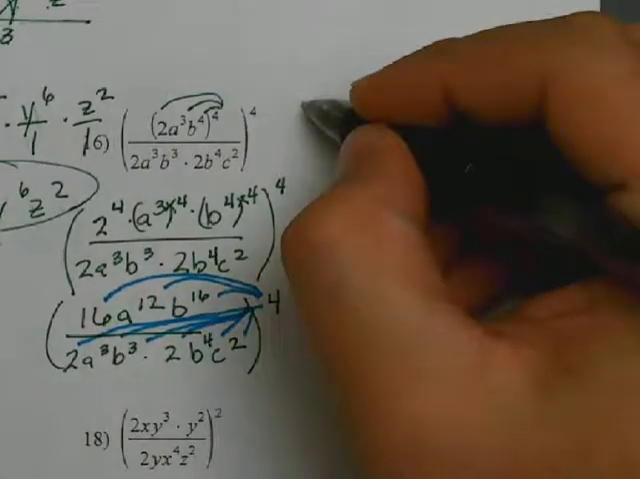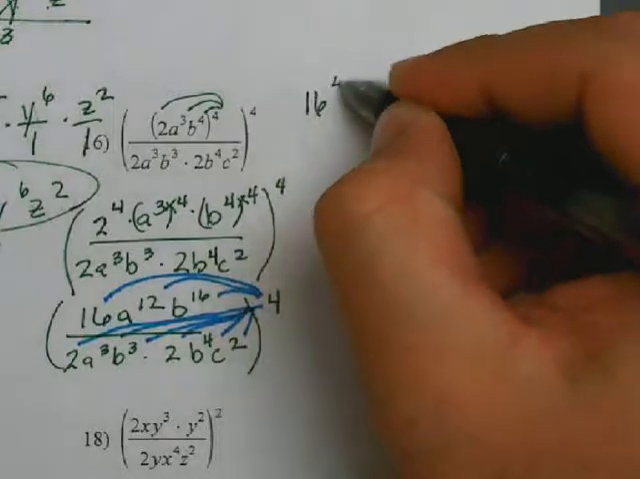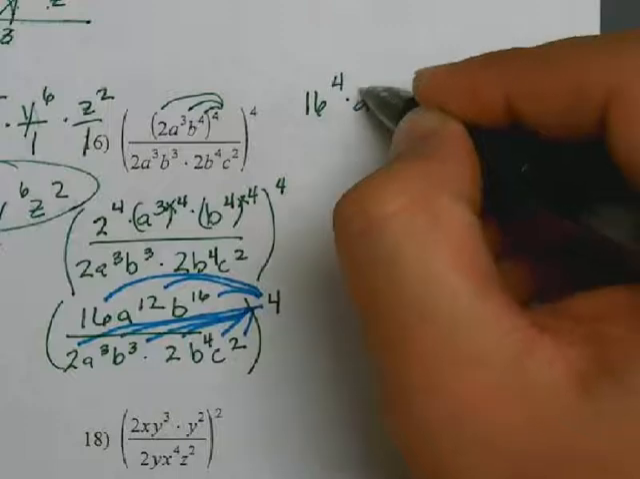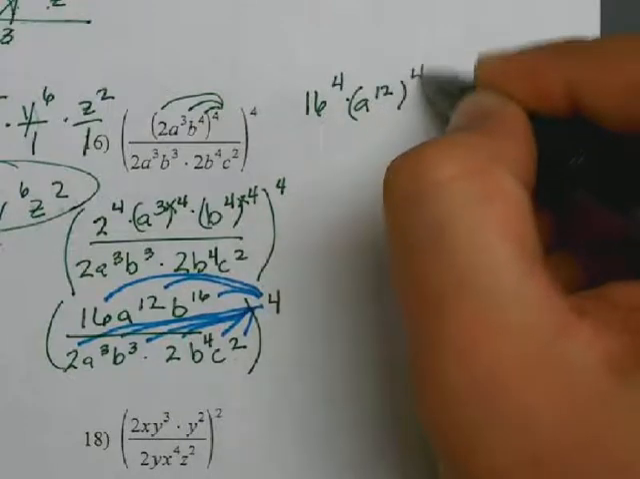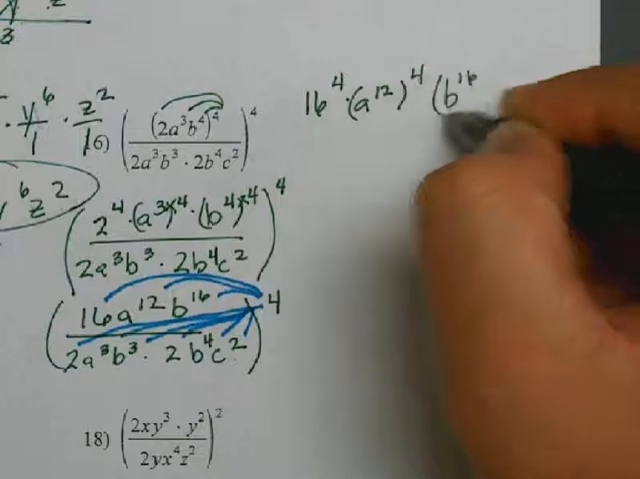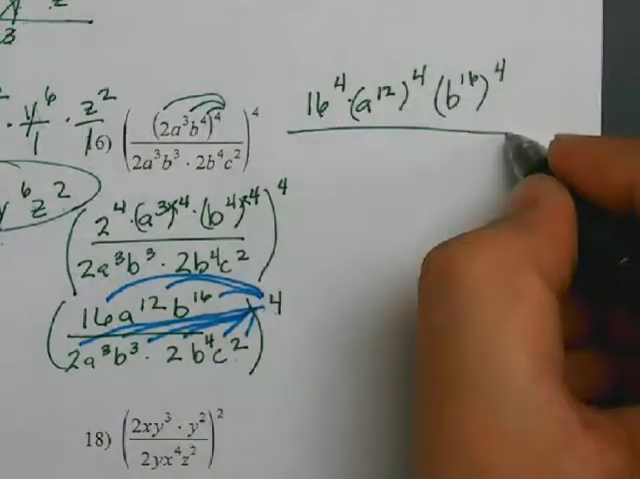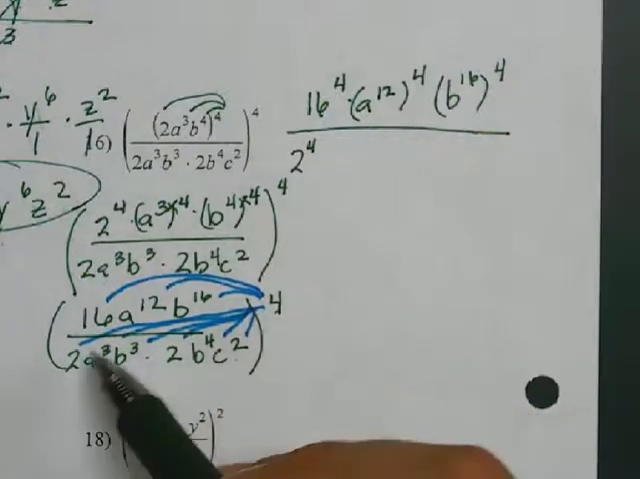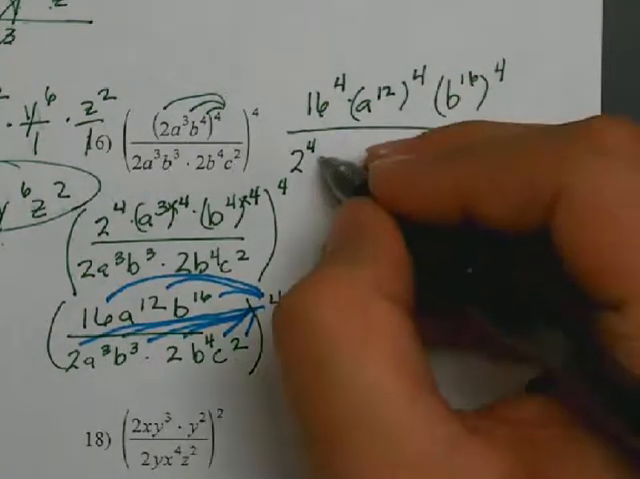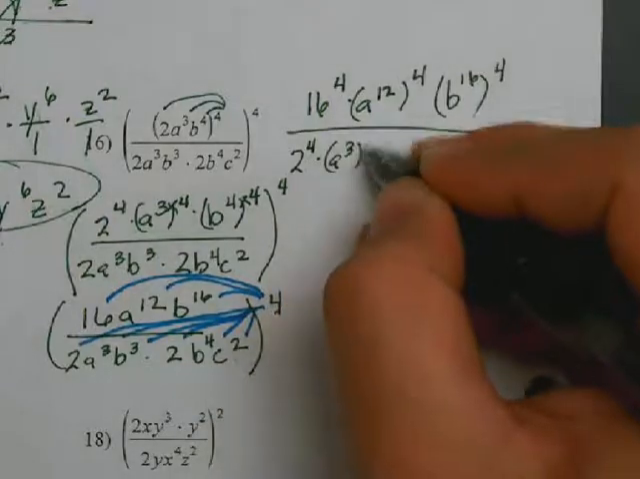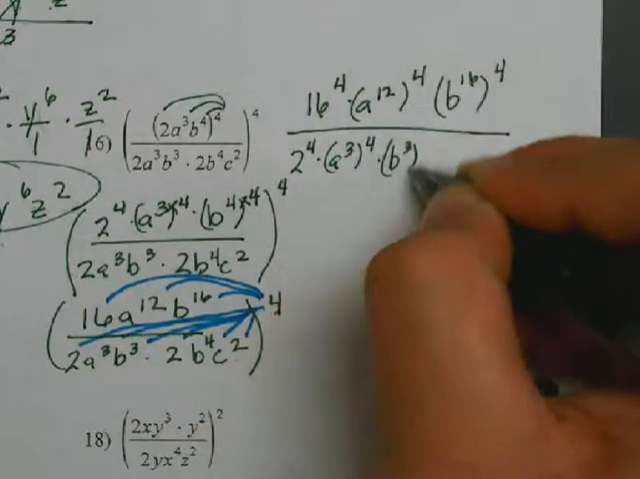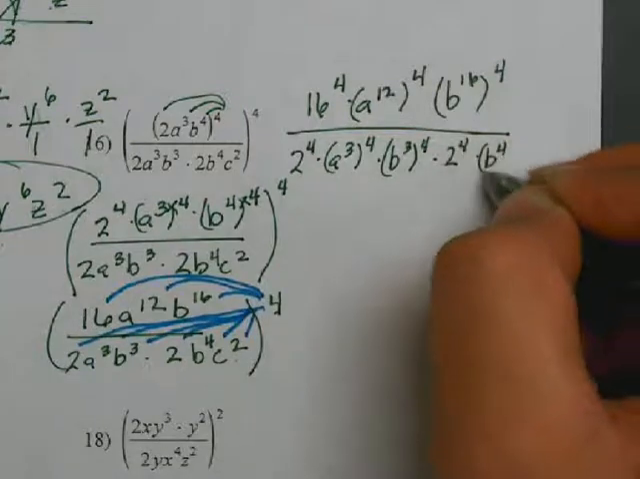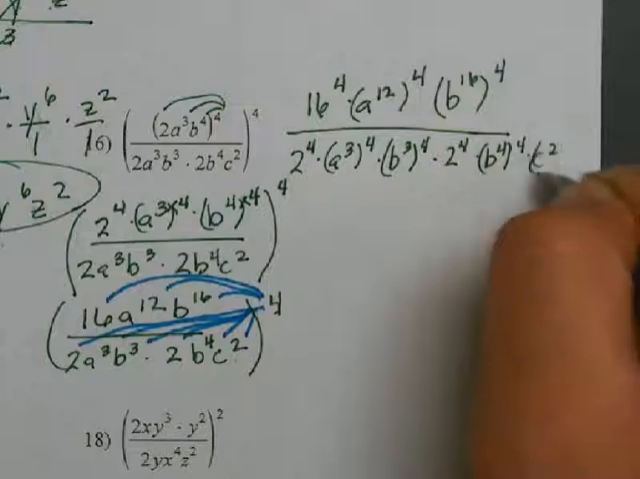So it's going to be 16 to the 4th power times a to the 12th to the 4th power times b to the 16th to the 4th power, and that's all over 2 to the 4th power. Again, putting the 4 on, now we're starting the denominator, putting the 4 on everything. 2 to the 4th power times a cubed to the 4th power times b cubed to the 4th power times 2 to the 4th power times b to the 4th to the 4th power times c squared to the 4th power. Okay?